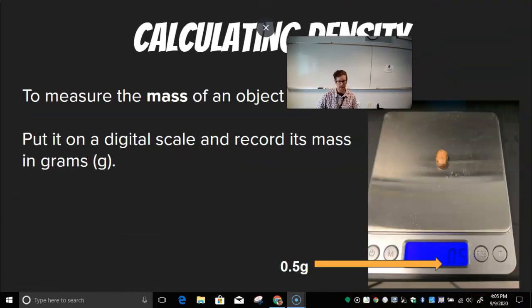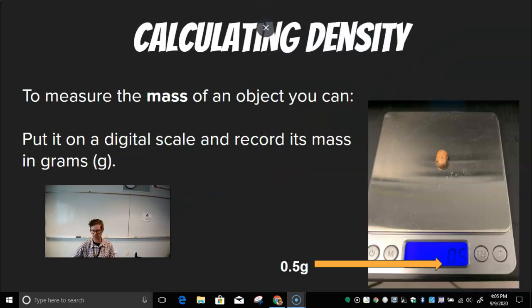How do we get mass? That's the other thing that we need for our density formula. Remember, density is mass divided by volume. So we need mass as well. To get the mass, we can simply stick our bean on a scale and see what it says.